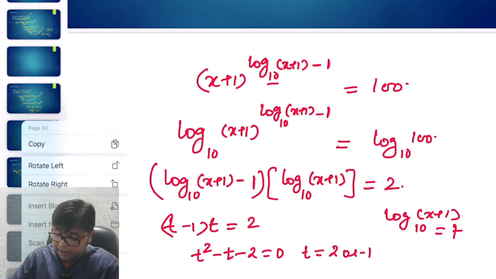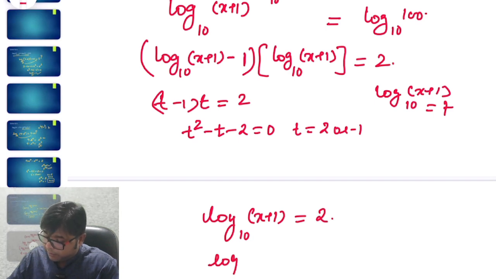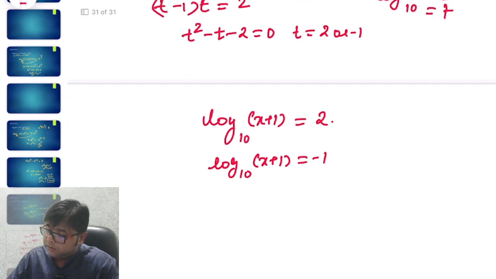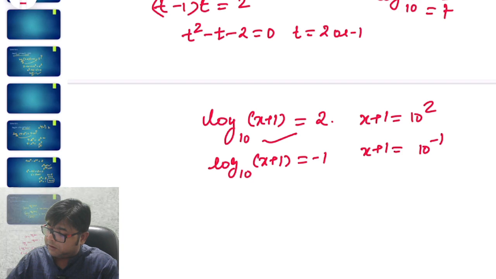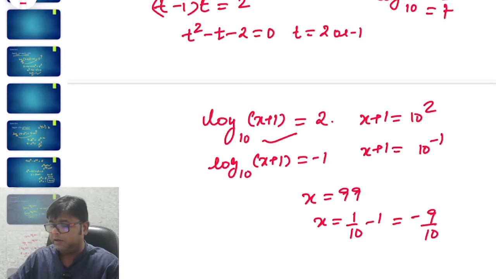So now I have log base 10 x plus 1 is either 2 or minus 1. So if I change it to exponential form, x plus 1 is 10 squared or x plus 1 is 10 to the power minus 1. So x will either be 99 or x will be 1 by 10 minus 1, which is minus 9 by 10. So these are the two values I am getting.